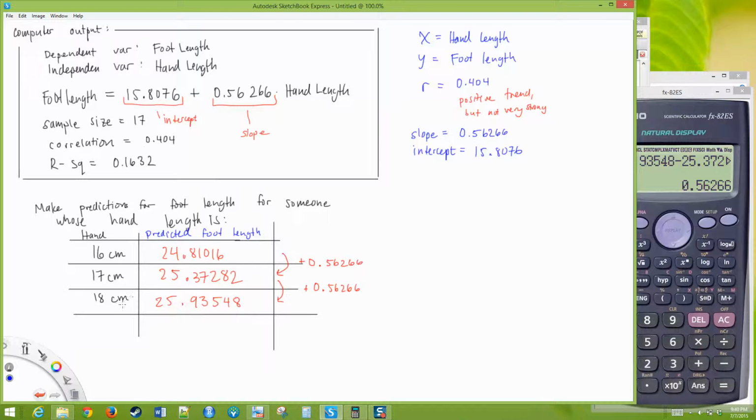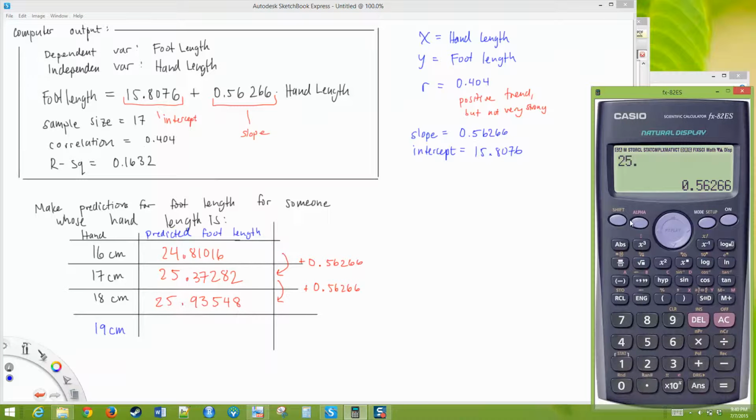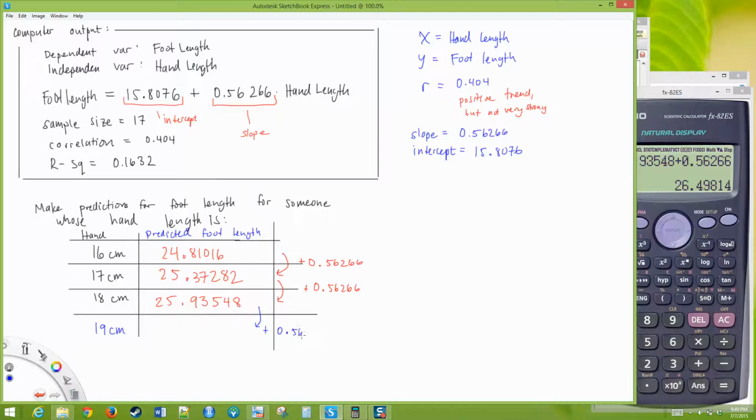Okay, so if I put in 19 centimeters, what would I predict over here? Instead of using the full equation, I can just take 25.93548, and what would I add to that? Plus 0.56266, right? And I would get my prediction, 26.49814. And so what is that number that I keep adding? That is my slope.